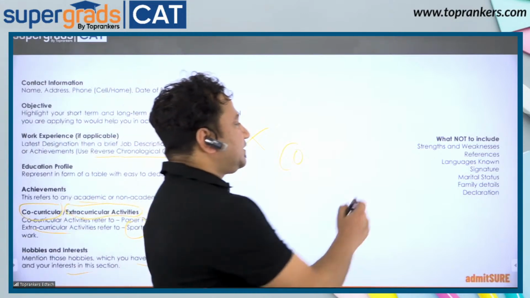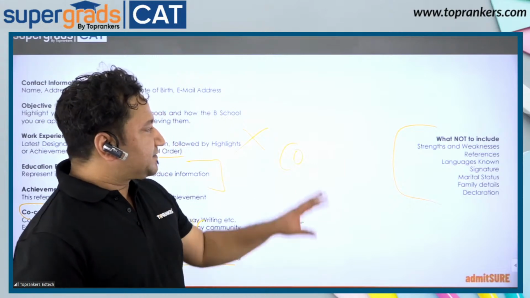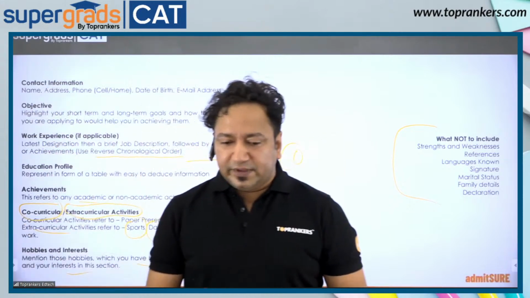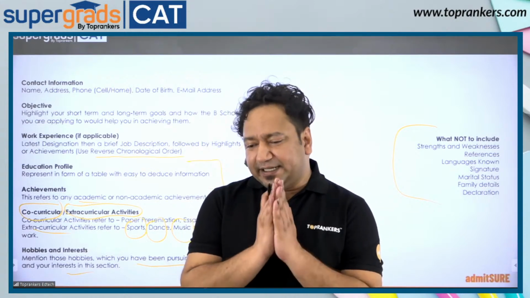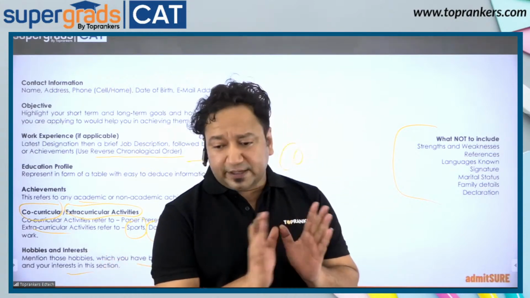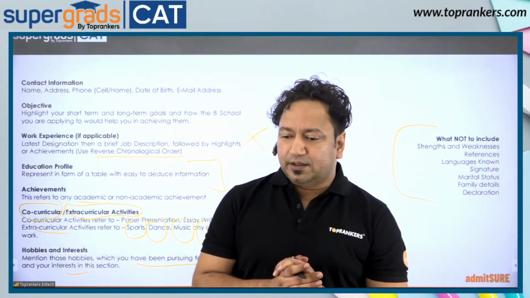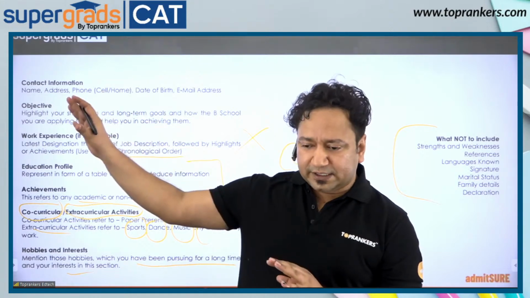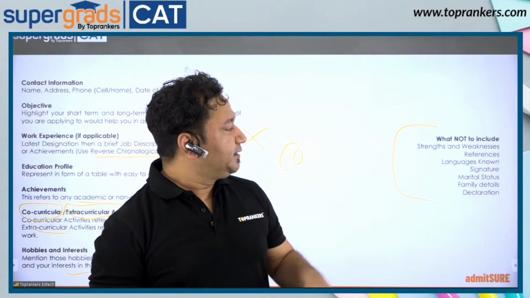Well, now we know what has to be included here. Let us talk about what should not be included. That is the most important. Strengths and weaknesses. This is something which you should not write in your CV unless explicitly mentioned. Do not write that. References, like, okay, this was my college professor, he liked me a lot, I was really good. So don't write all that stuff over there.